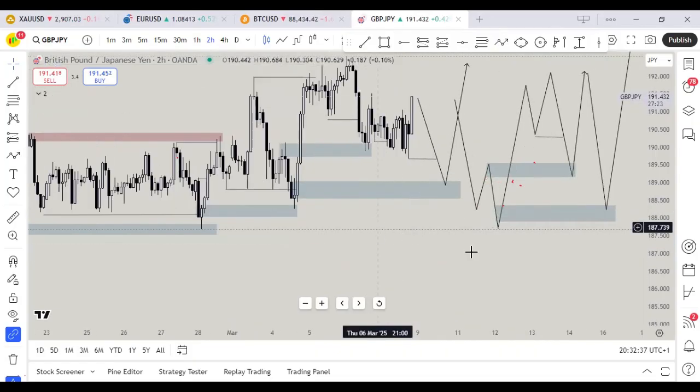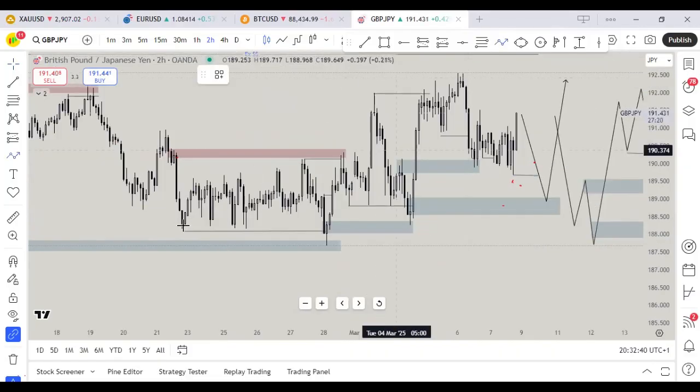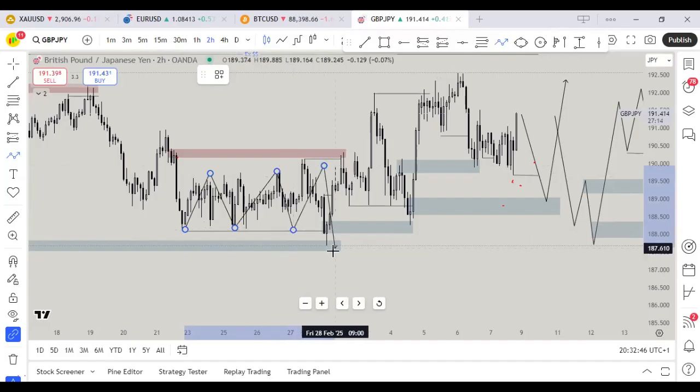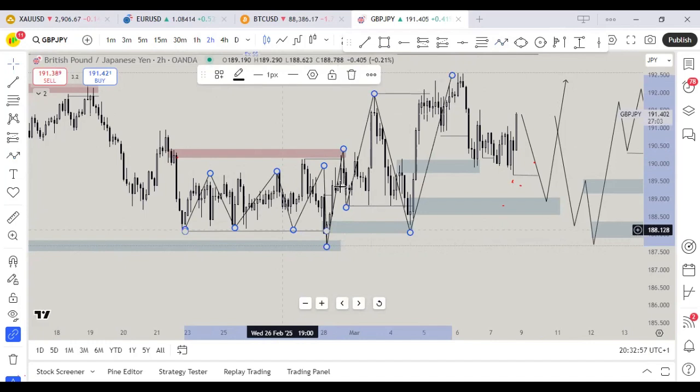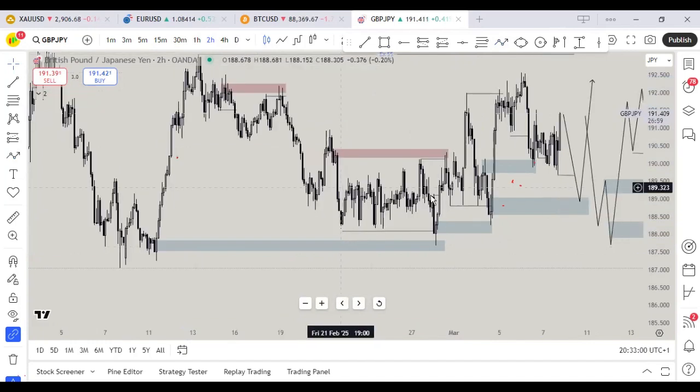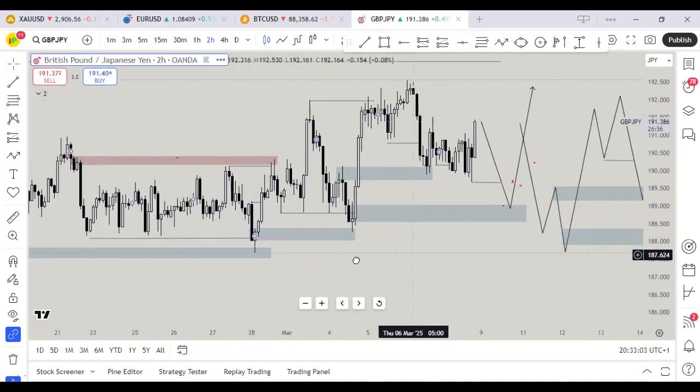As you can see, I analyzed this for my students. We have accumulation, manipulation, then distribution. Accumulation, manipulation, distribution. So this is a type of market maker price action that occurred right here now.